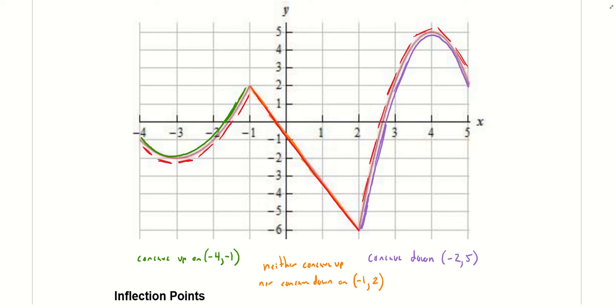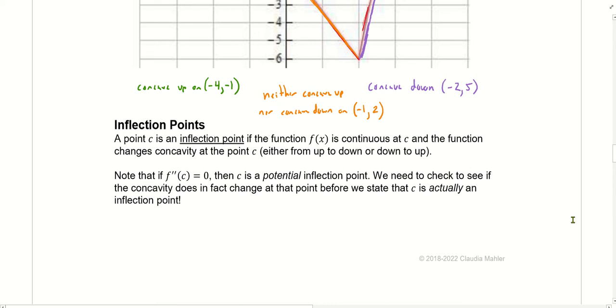So just visualizing concavity a little bit there. Now the last thing I want to mention here before we get into some actual examples where we assess concavity just from the function rather than a graph, I want to talk about inflection points. So we say point C is an inflection point if the function is not only continuous at C, but the function changes concavity at that point. So it either changes from concave up to concave down or vice versa.